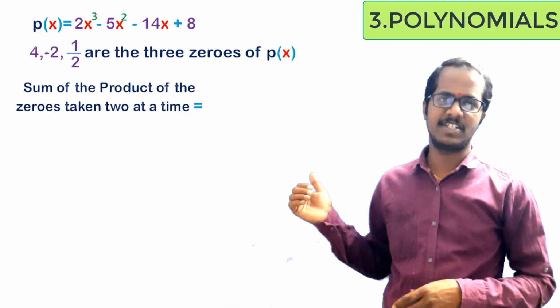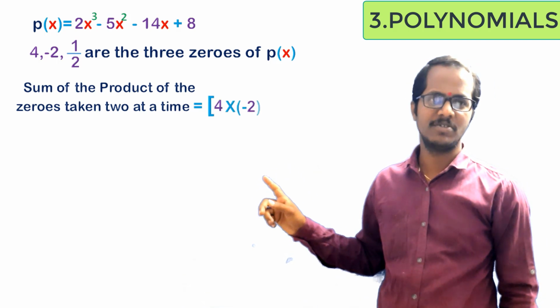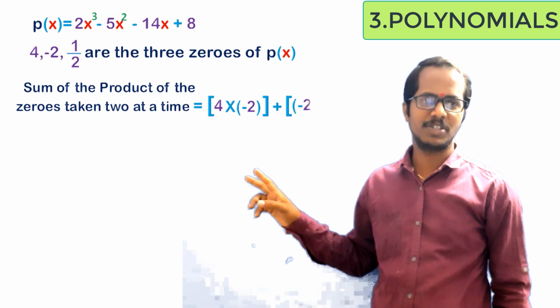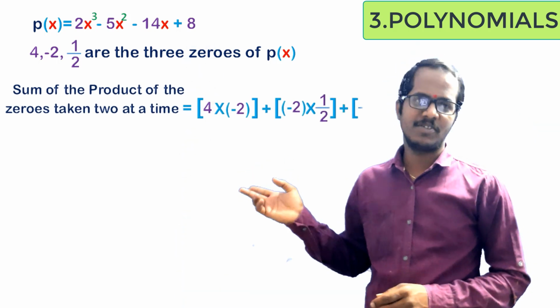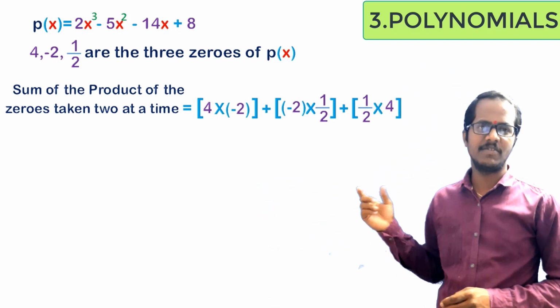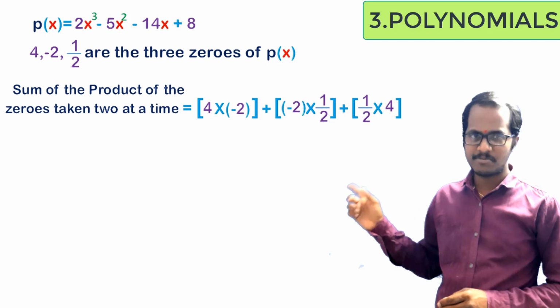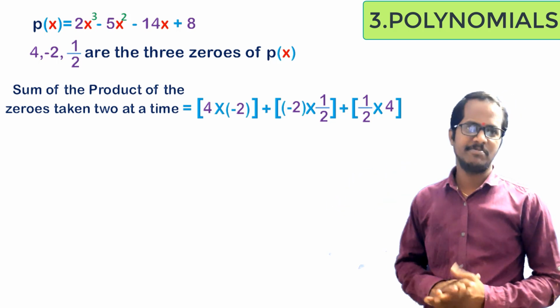You can see the first two zeros 4 and minus 2, so their product 4 into minus 2 plus now the next two zeros minus 2 into 1 by 2 plus the third zero 1 by 2 into first zero 4, so 1 by 2 into 4. So here we are doing the sum of the product of the zeros taken 2 at a time.